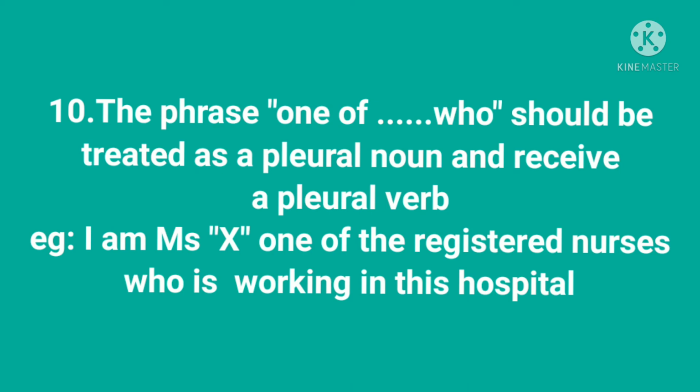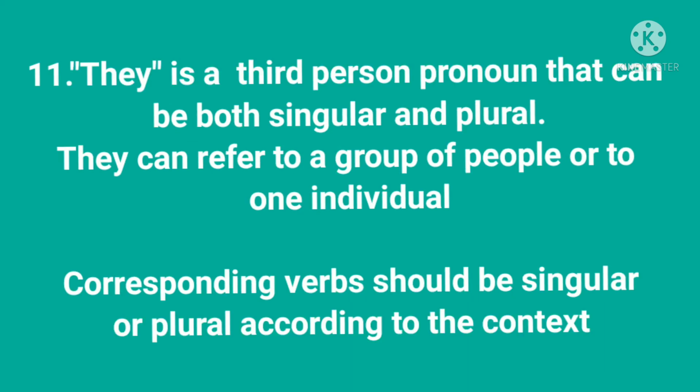We are almost near the end. The tenth rule is that the phrase one of the should be treated as a plural noun and receive a plural verb. We are all familiar with this in OET speaking. We introduce ourselves like, I am Miss X, one of the registered nurses who are working in this hospital ward or in this clinic. So always be careful when you are saying one of the registered nurses. It should not be one of the registered nurse. So be careful.